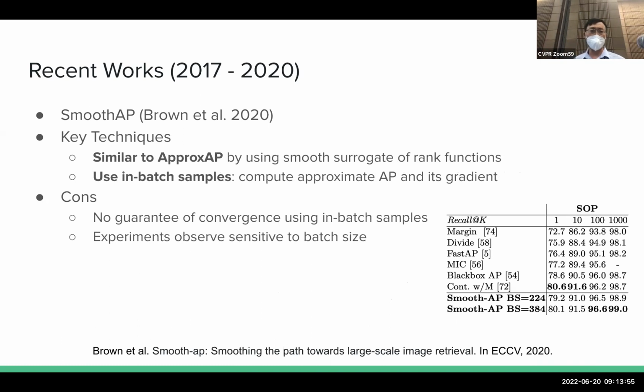And in the same year, Brown et al. proposed another approach called Smooth-AP. This Smooth-AP uses similar techniques as approximate AP. Basically, they use a smooth surrogate for the ranking function and express AP as a function of the ranking function. The function becomes a smooth function, and then they use mini-batch examples to compute approximate AP and also its gradient. But again, there is no guarantee of convergence using mini-batch samples, and experiments also show it could be sensitive to the batch size.